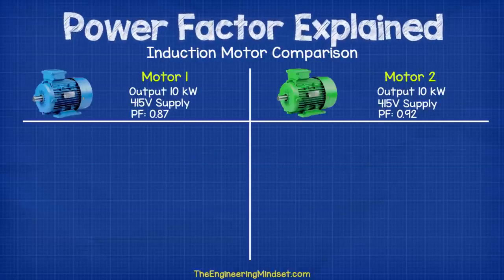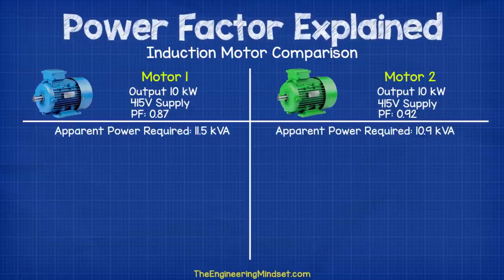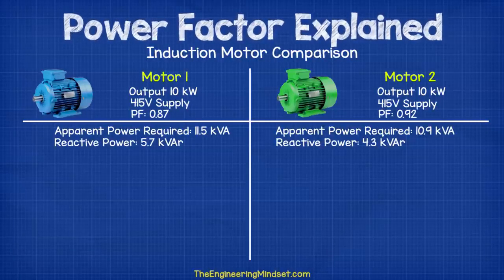If we compare two induction motors that both have an output of 10 kilowatts and are connected to a 3-phase 415 volt 50Hz supply, one has a power factor of 0.87 and the other a power factor of 0.92. Both motors will deliver 10 kilowatts of work, but the first motor has a lower power factor compared to the second one, meaning we're not getting as much value for money. The first motor will need to draw 11.5 kVA from the electricity grid to provide the 10 kilowatts of power. The second motor will need to draw just 10.9 kVA from the electricity grid to provide the same 10 kilowatts of power. This means the first motor has 5.7 kVARs and the second motor has just 4.3 kVARs.